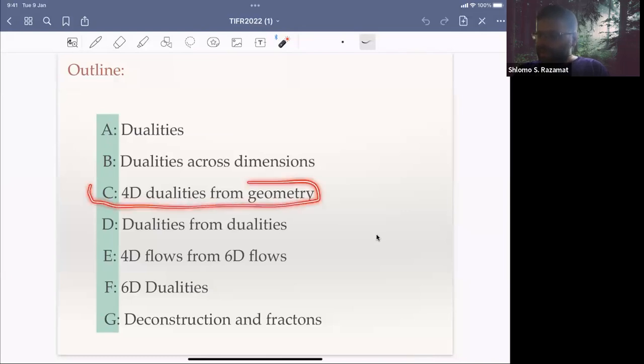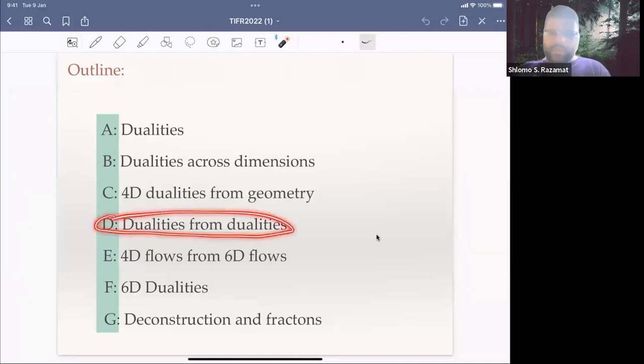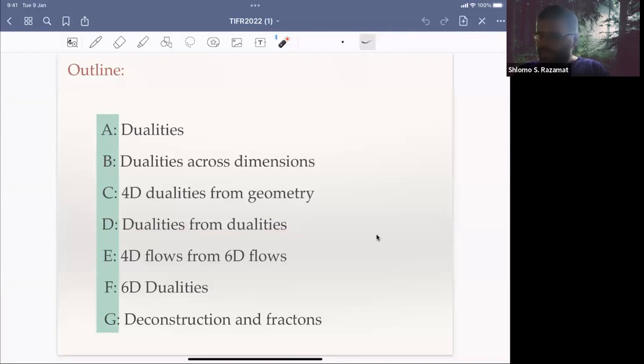We will discuss how one can derive four-dimensional dualities from these across-dimensional dualities, or from geometries. We will mention how one can derive dualities in lower dimensions from dualities in higher dimensions. We will discuss a certain interplay between renormalization group flows in different dimensions, inside 6 dimensions and inside 4 dimensions, and between them. We will discuss something I will call 6-dimensional dualities.